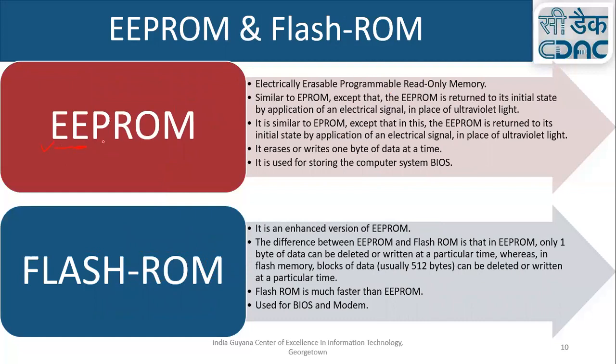Then the solution comes in the form of EEPROM. Earlier it was just a PROM, that is programmable ROM. Then it's erasable programmable ROM, and then one more E comes, that is electrically erasable programmable read-only memory. So it's just an EPROM, but UV is not required, it's electrical. Here you don't need the UV rays. You have just electrical signals that can erase the data.